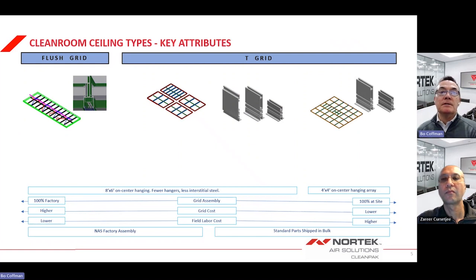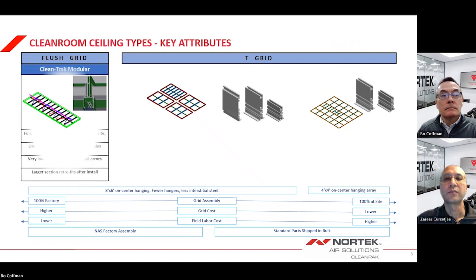Zuri, what's important to consider with the different types of sealing grids available? There are various types of cleanroom ceiling systems to choose from to best fit the specific space and client requirements. The main types are modular and stick-built systems. When selecting the appropriate ceiling grid for the space in question, factors such as ease of maintenance, installation flexibility, and long-term adaptability need to be considered.